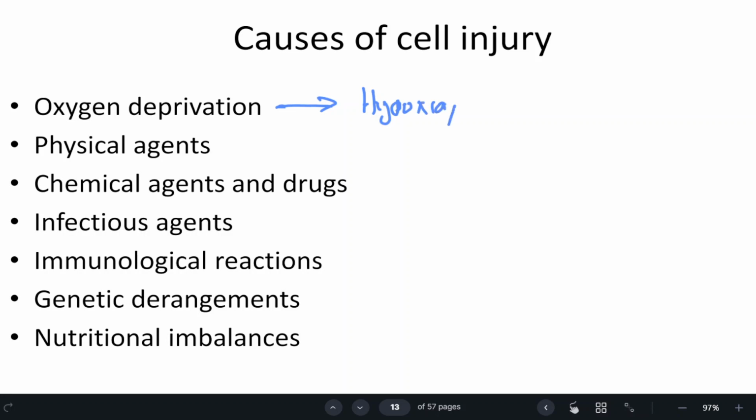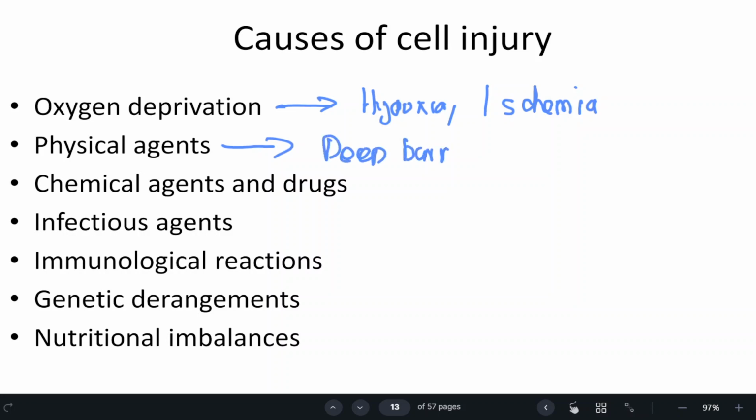Hypoxia is reduced oxygen supply to the tissue. For example, in anemia, there is decreased hemoglobin and decreased oxygenation of tissues. While in ischemia, both oxygen as well as nutrients are compromised. Blood supply to an organ is blocked by a thrombus or something. Not only is oxygen supply compromised, but also the nutrients such as glucose are compromised.